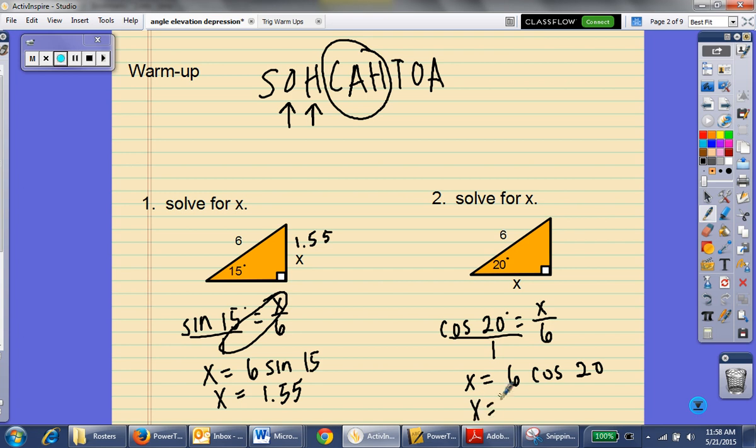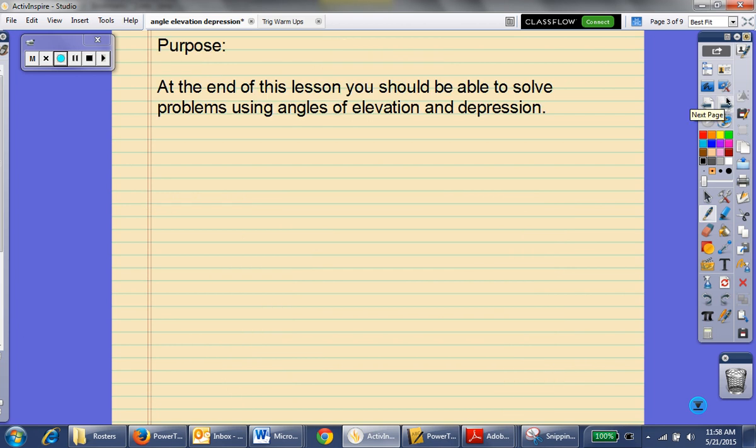Type this into your calculator. So just type in 6 times, click on cosine 20 degrees, and you get 5.64. Which means that this side length is 5.64. The purpose of this lesson is that you should be able to solve problems using angles of elevation and depression.